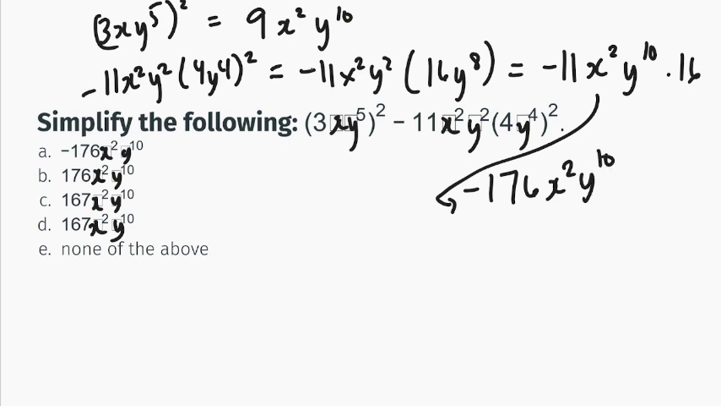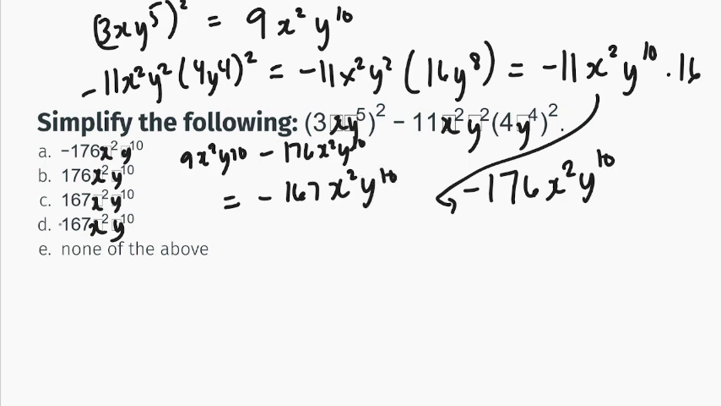So when we add these two, we'll get 9x^2y^10 minus 176x^2y^10, which will give us negative 167x^2y^10. So there should be a negative here. So our answer is letter C.